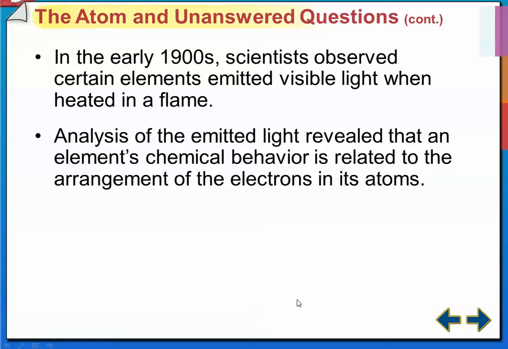Okay, so in the early 1900s, scientists observed certain elements emitted visible light when heated in a flame. We're going to do that lab, and you'll see what I mean about that. Analysis of the emitted light revealed that the element's chemical behavior is related to the arrangement of its electrons. So all the chemistry we're going to be talking about here has to do with the electron arrangement in the various atoms and how that gets changed and rearranged.